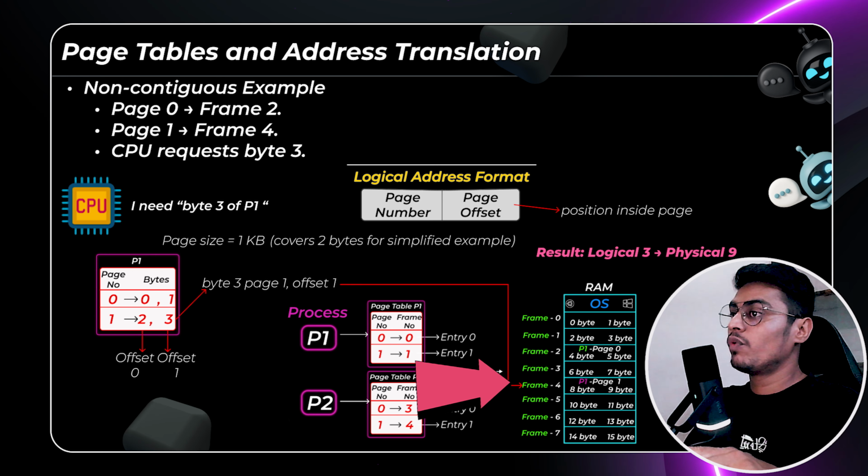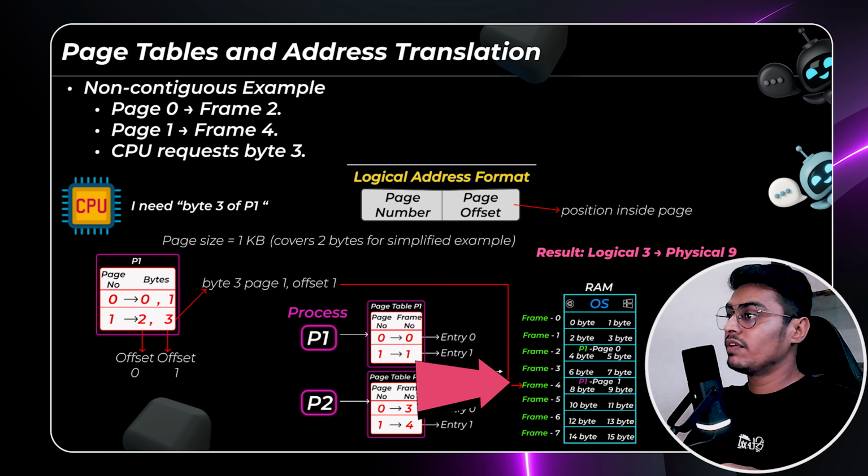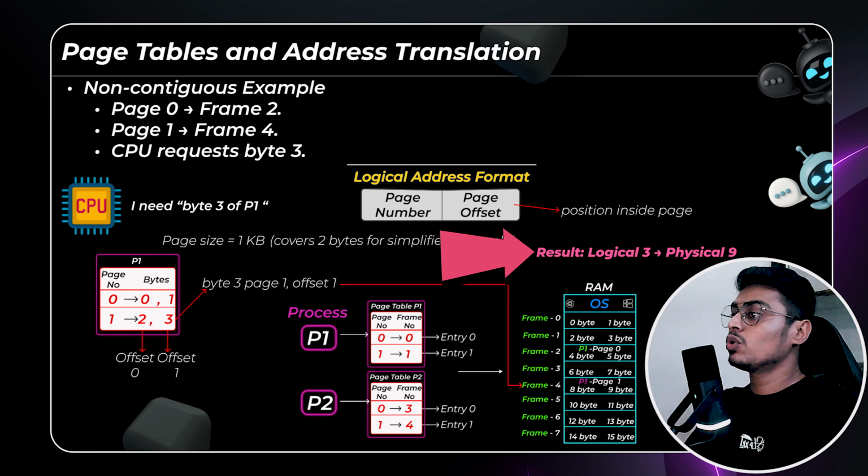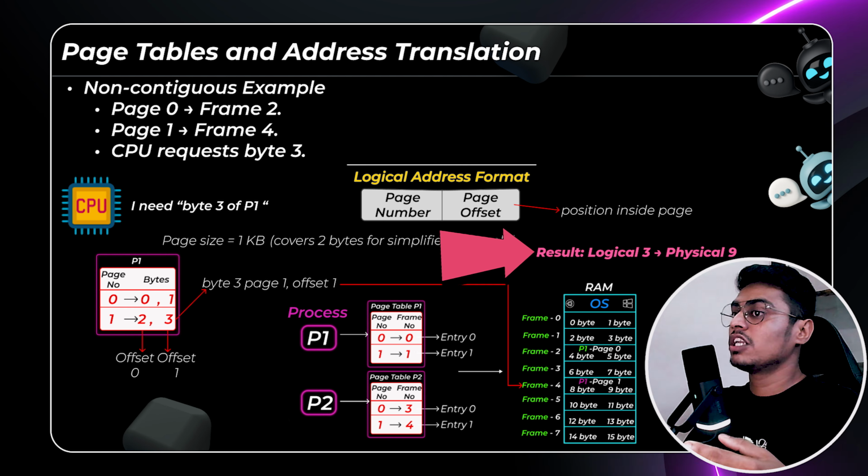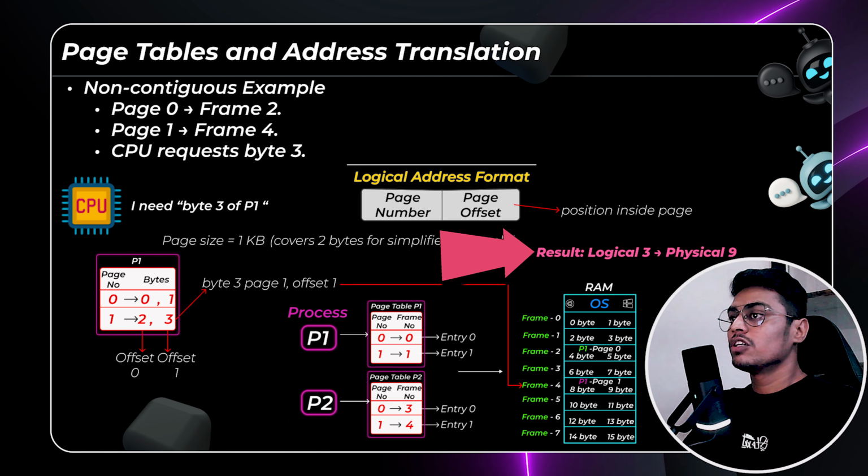Since frames 0, 1, 2, 3 contain bytes 0-1, 2-3, 4-5, 6-7 respectively, offset 1 within frame 4 means byte 9. So logical address 3 maps to physical address 9. This is the kind of translation the MMU performs constantly. So that was a simple example of this concept.